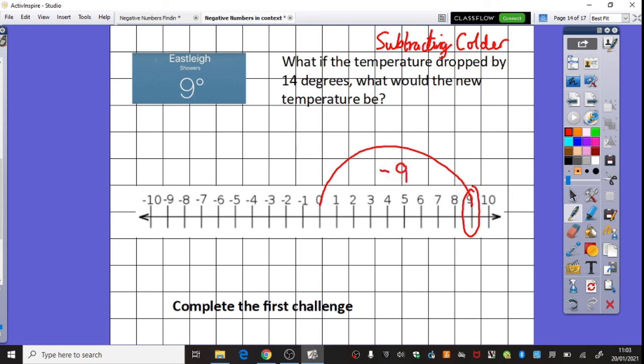We've subtracted 9, so if I think about my 14 degrees, what can I partition it into? 9 and 5, that makes 14. So take off 5, leaves me with minus 5. So if the temperature dropped, it would be a very chilly minus 5.